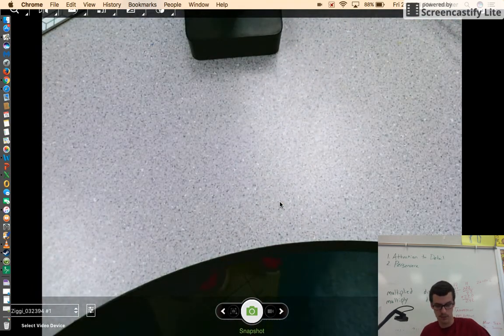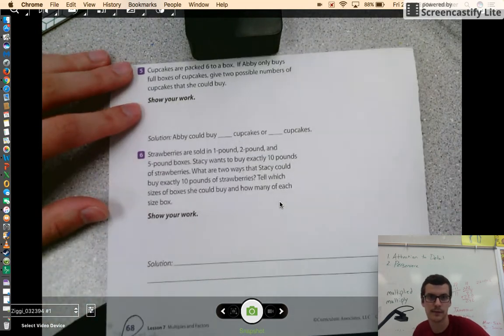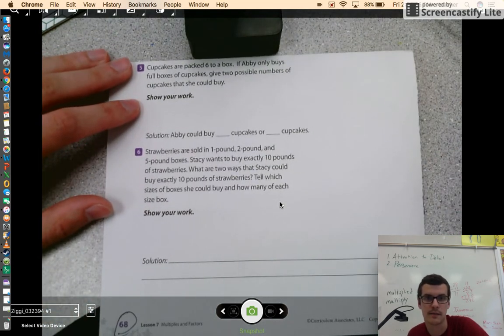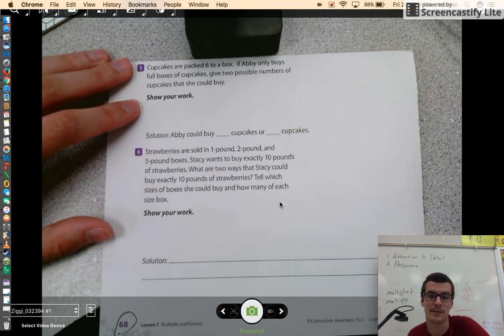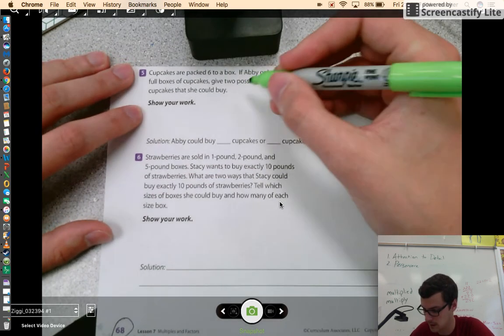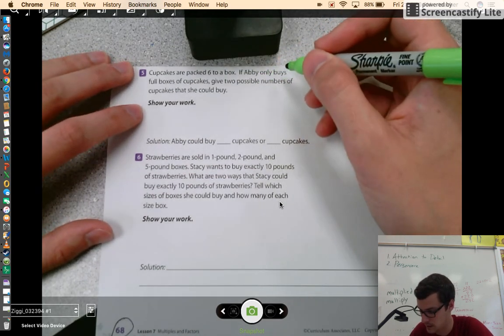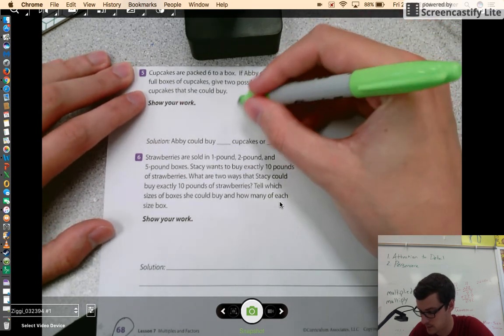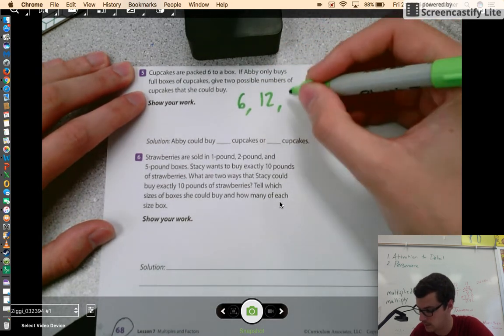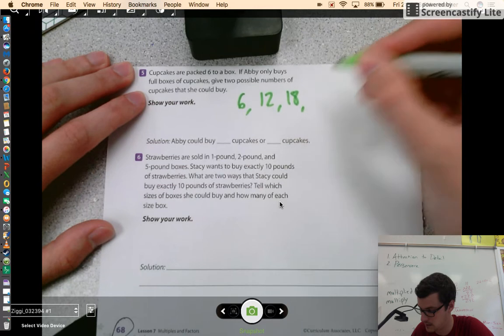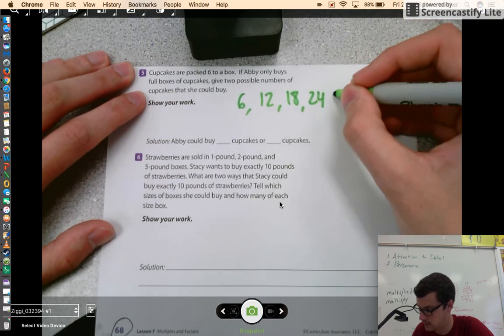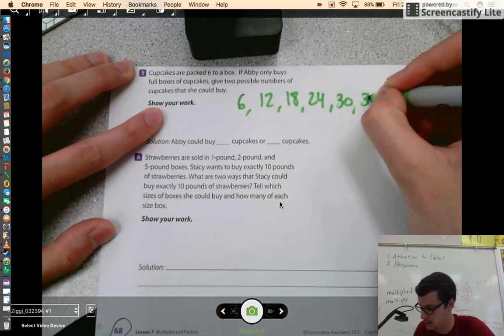We're going to look at 2 more problems, and then the time will be yours. So cupcakes are packed 6 to a box. If Abby only buys full boxes of cupcakes, give 2 possible numbers of cupcakes that she could buy. So if there's 6 in a box and she only buys full boxes, then she could buy 6, 12, 18, 24, 30, 36, and so on and so forth.